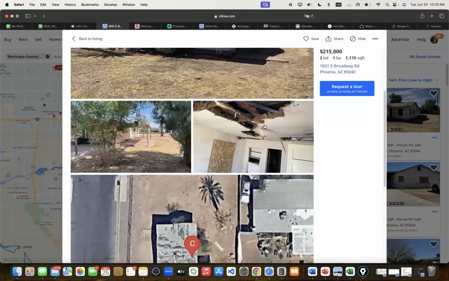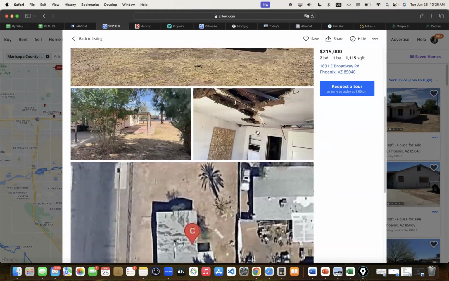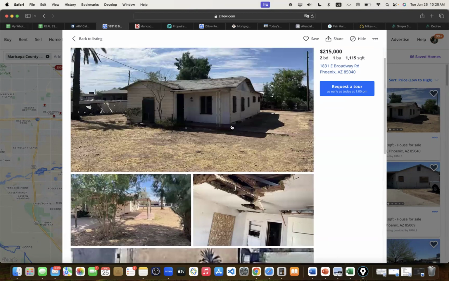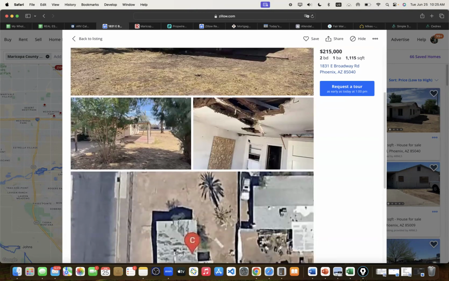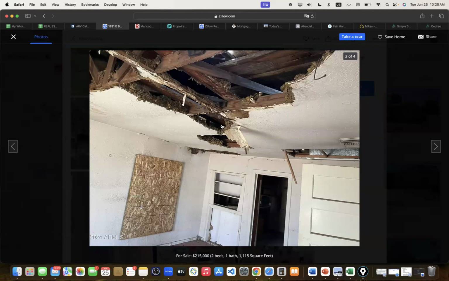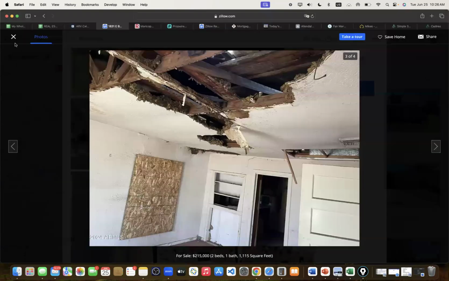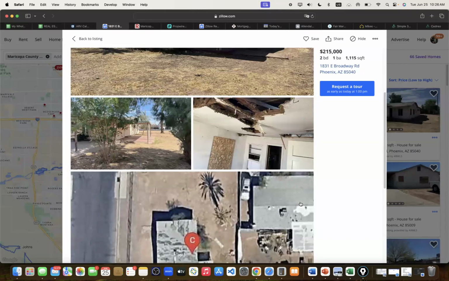Okay, so we have a hole in the house. I'm not sure if there are meteors falling out here in Phoenix, or if there are still aliens out there just trying to crawl through the roof. But this one doesn't look too bad, it's just that major hole. Automatically, this looks like a gut job type of repair. So you go back to the repairs. It's going to be this one, between 45 to $60 per square foot. This is definitely going to be a major repair. It's very small as well, so it's not going to cost a lot. But let's take a look at where our numbers are going to lie.